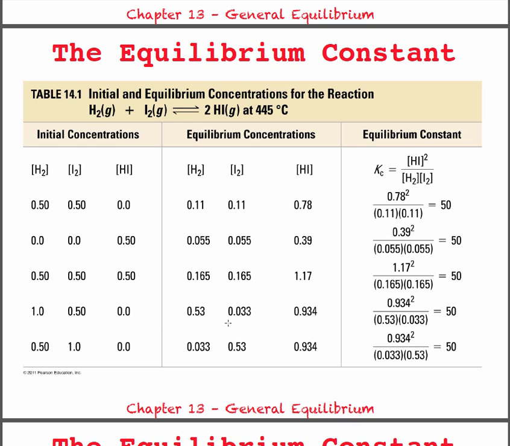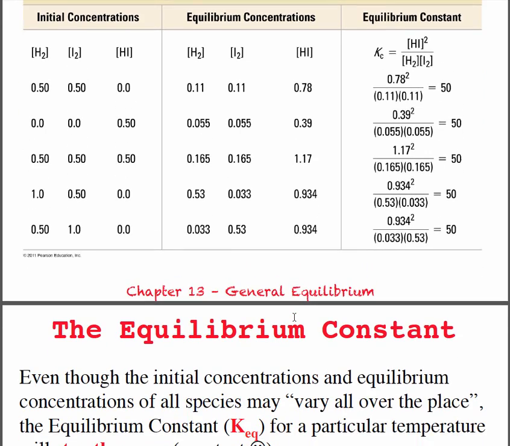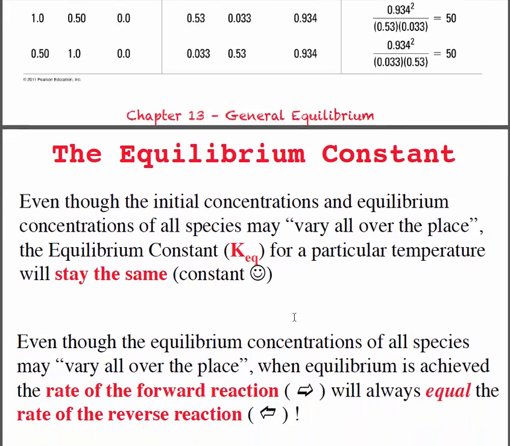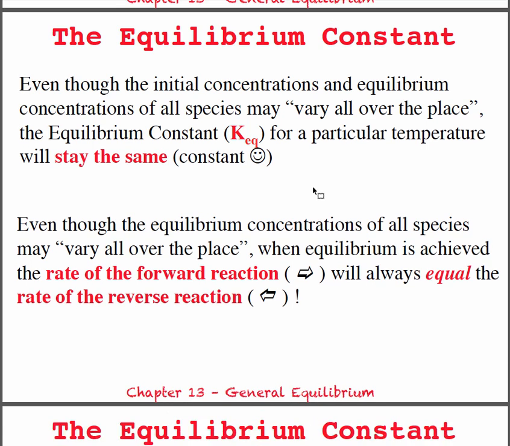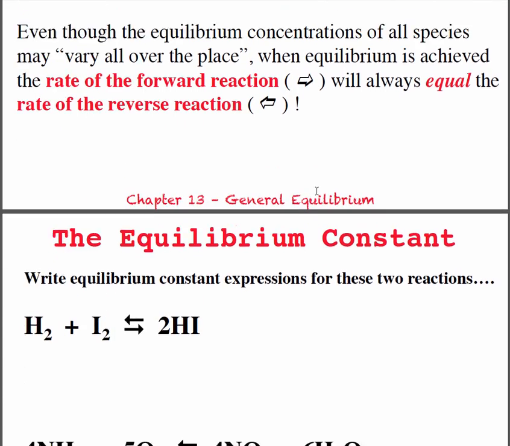Beginning concentrations certainly determine or predict the equilibrium concentrations, and we can get into that in a future video and in lecture, but not right now. Even though the initial concentrations and equilibrium concentrations of all species may vary all over the place, the equilibrium constant for a particular temperature will stay the same unless you change the temperature. The rate of the forward will always be equal to the rate of the reverse when you've reached equilibrium. But that might take a few minutes or a few seconds at least.